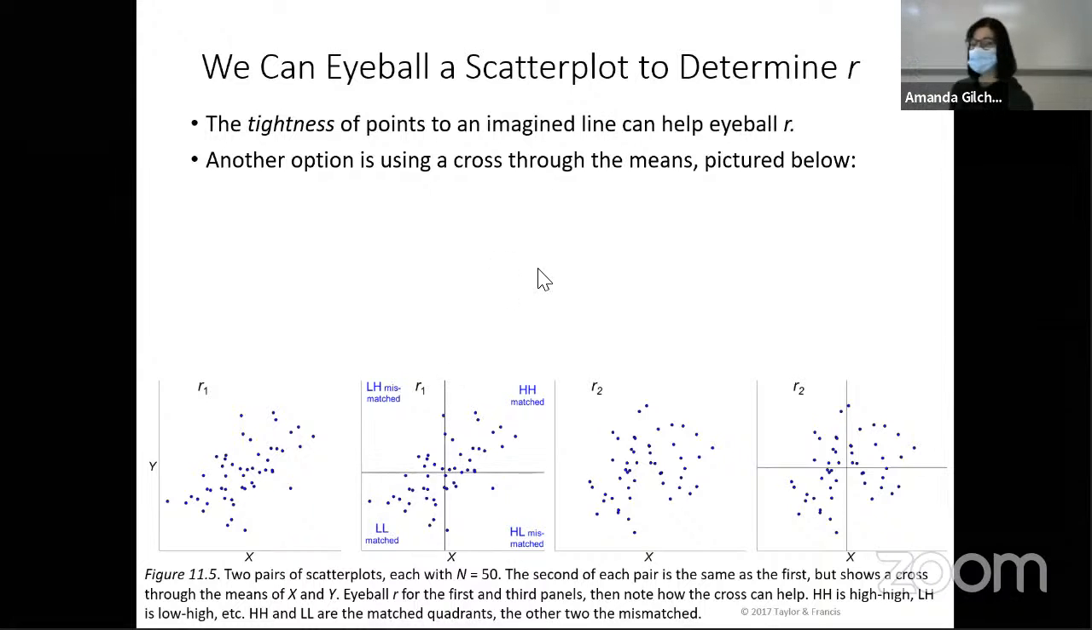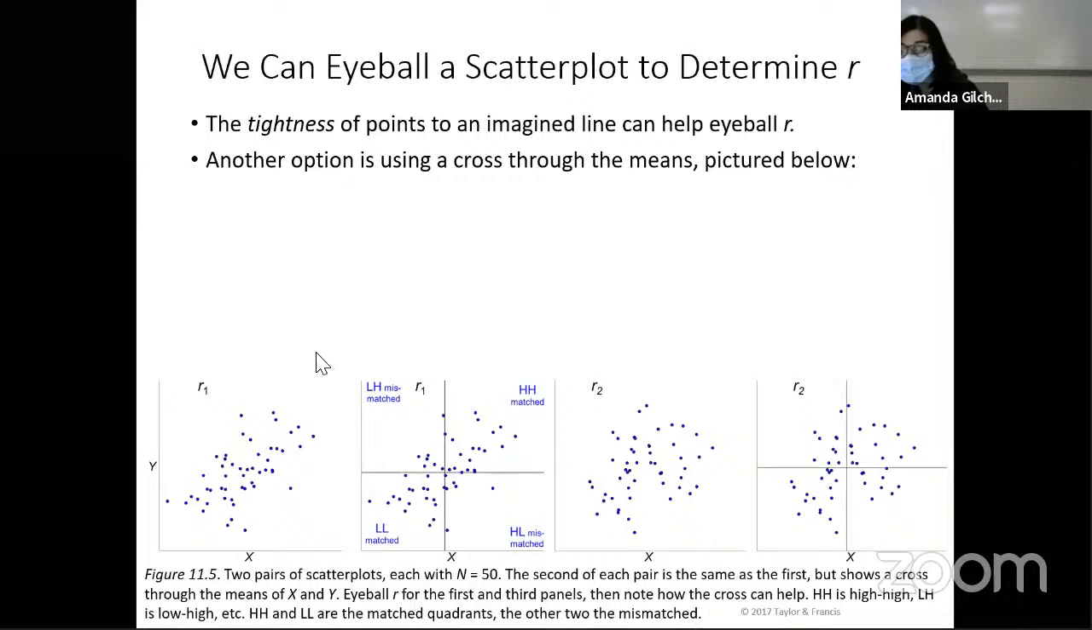Additionally, if we're looking at the tightness of points, that can help us figure out what our correlation coefficient is. So the tightness of the points to that imagined line can also help us figure out what our correlation coefficient is. The more tightly grouped together your data points are, the higher that correlation coefficient is going to be.